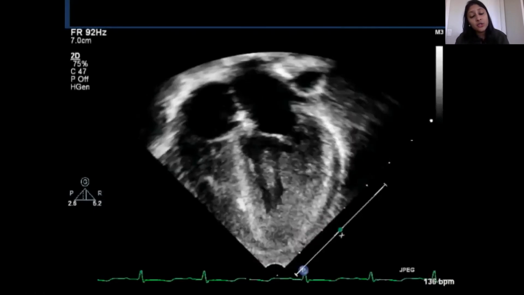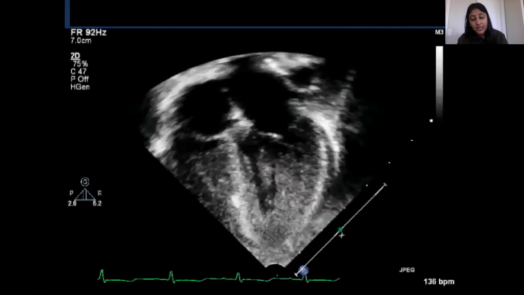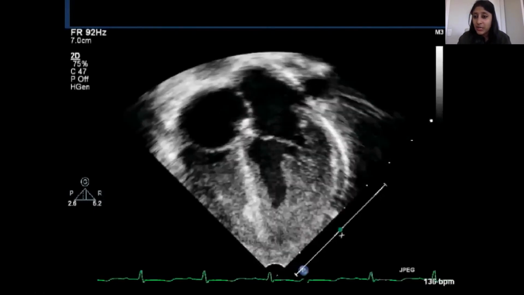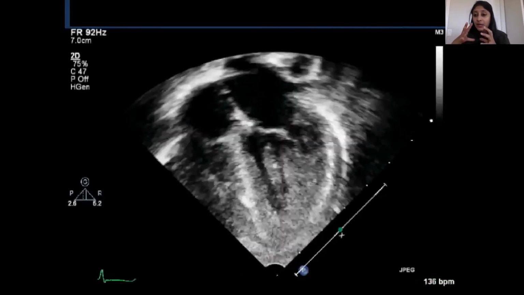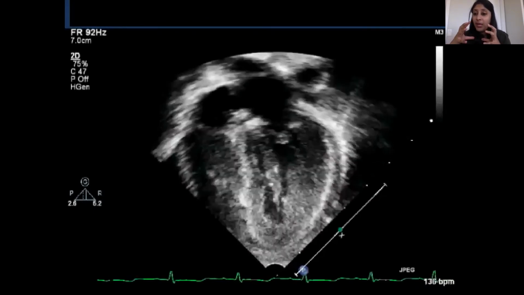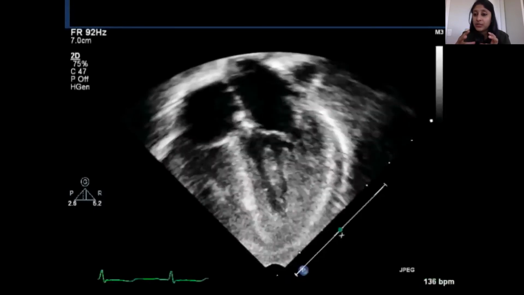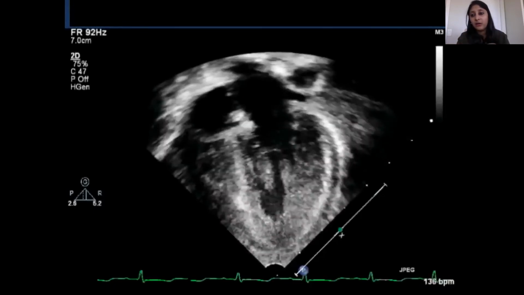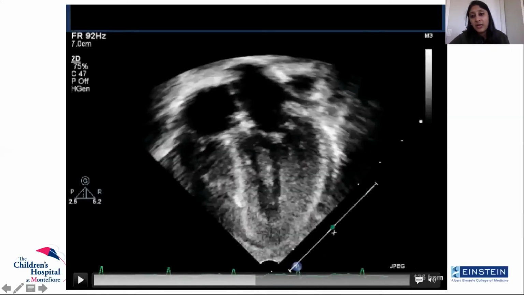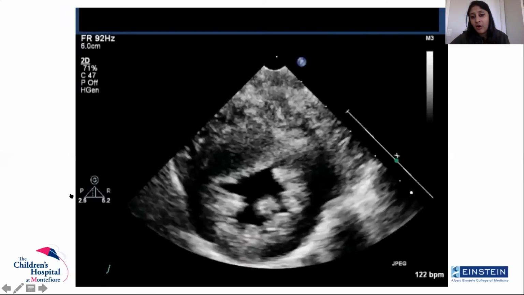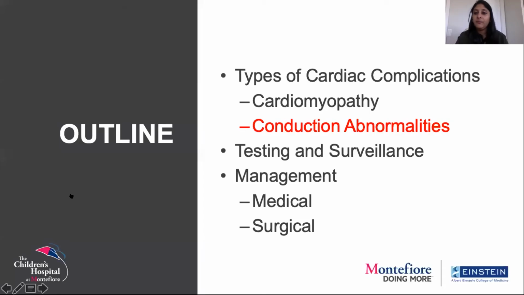So these are the two types of cardiomyopathies that we sometimes see in patients with neuromuscular disorders. We can see either a dilated cardiomyopathy, where the heart becomes really, really big and taut and unable to squeeze, or we see something called hypertrophic cardiomyopathy, where the heart becomes thick, it becomes inefficient, and the heart doesn't squeeze very well. Now, the second type of abnormality that we see is something called conduction abnormalities.